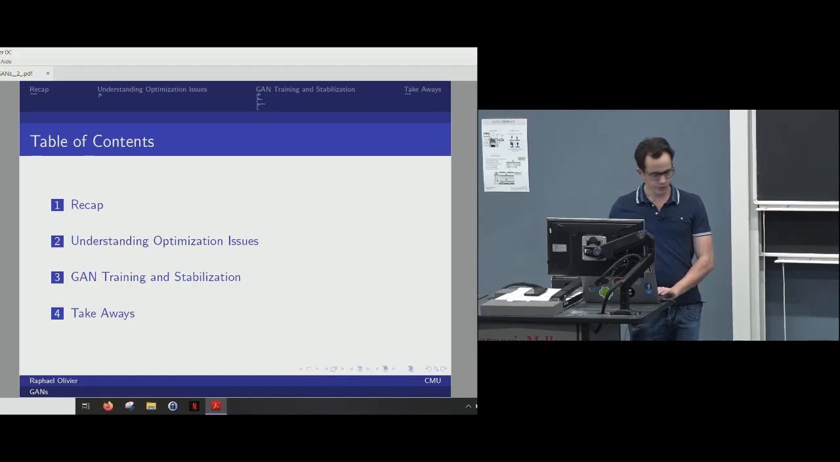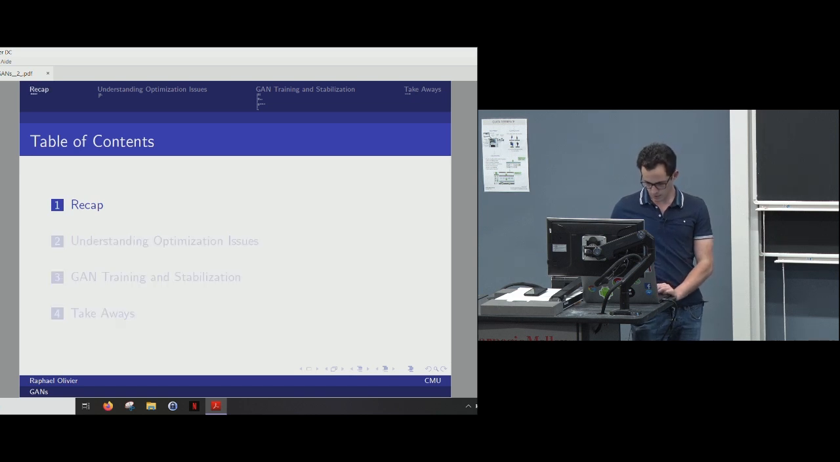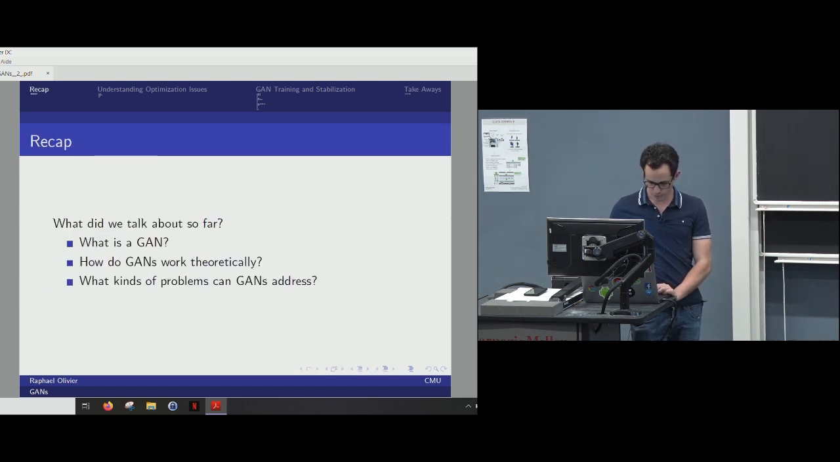That's the table of contents for today. As opposed to Monday, we're going to focus on stabilization and training issues and practices for GANs. We'll start with a little recap though.